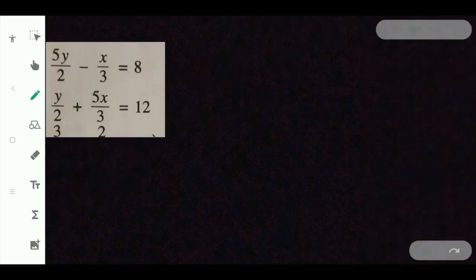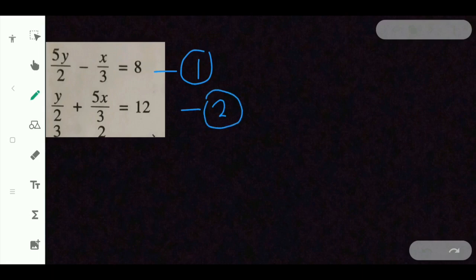So the example is on the screen. This is our equation 1 and this is our equation 2. As I have told in the previous video, we should get a one line equation to solve in this method, so that it will be much easier for us to solve. So 5y by 2 minus x by 3 is equal to 1, which is the first equation, and y by 2 plus 5x by 3 is equal to 12, which is the second equation.